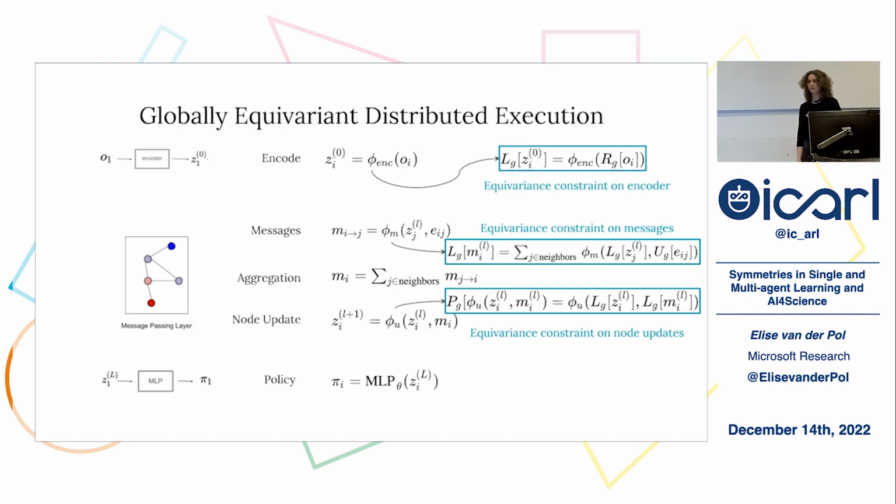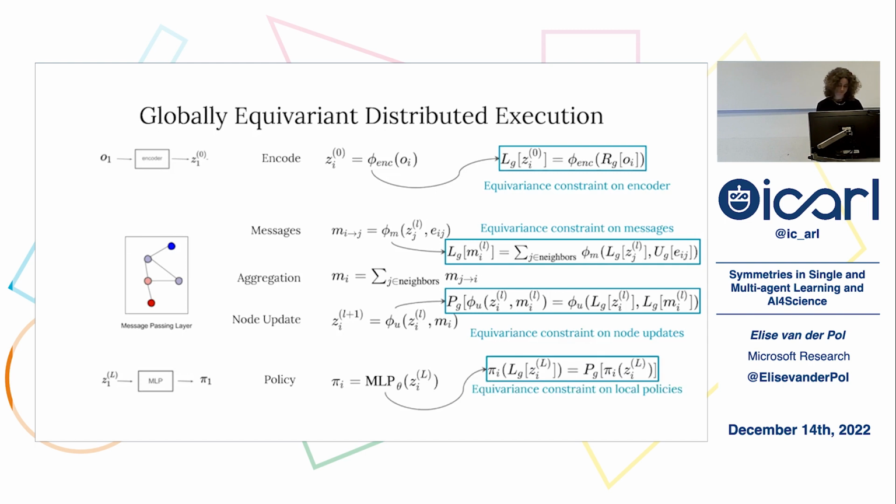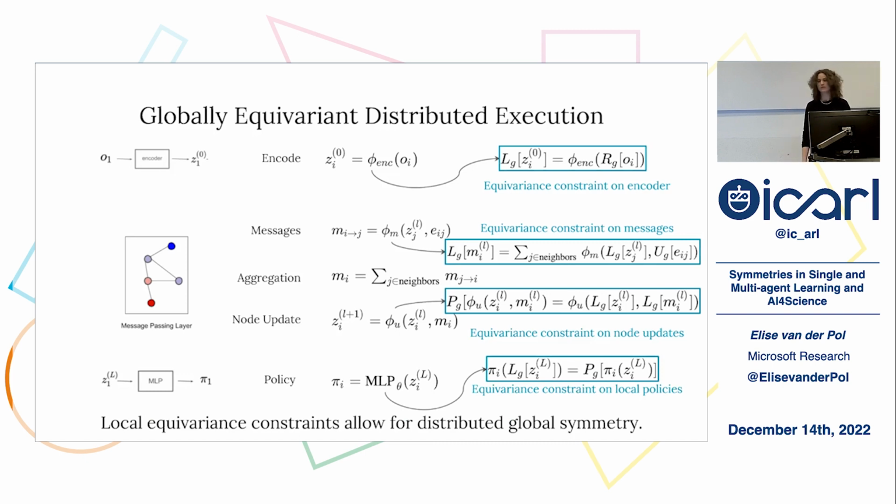Then, of course, you do an equivariance constraint on your node updates to make sure that the symmetry information you have locally and that you've received is also passed on to your next state representation. And finally, you have an equivariance constraint on local policies, which makes sure that, in the end, your policy is actually equivariant. So these local equivariance constraints actually allow you to do a distributed global symmetry.